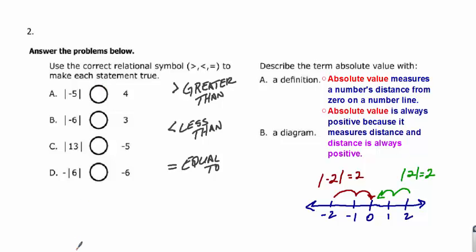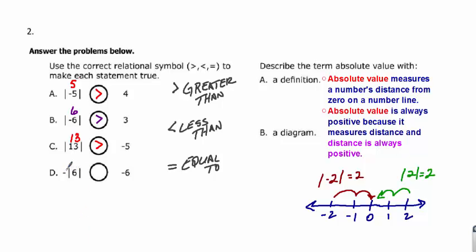What I find most useful is to go through, and before I do one of these comparisons, to actually figure out what is the absolute value of negative 5. So I don't accidentally just see the negative 5 and say, oh, that's less than 4. So the absolute value of negative 5 is positive 5, and 5 is greater than 4. The absolute value of negative 6 is positive 6. 6 is greater than 3. The absolute value of 13 is 13. 13 is greater than negative 5.